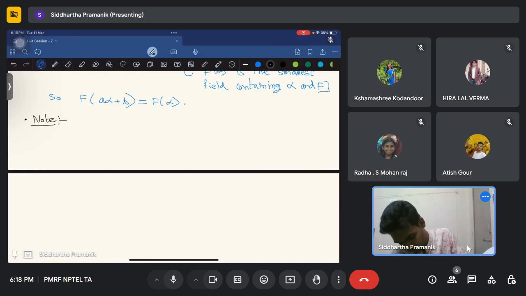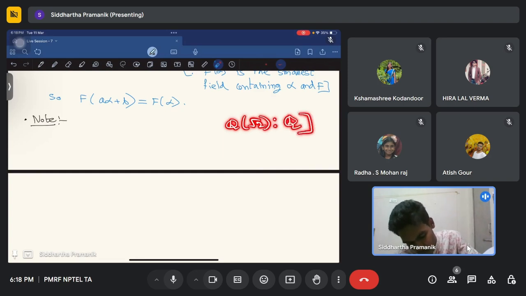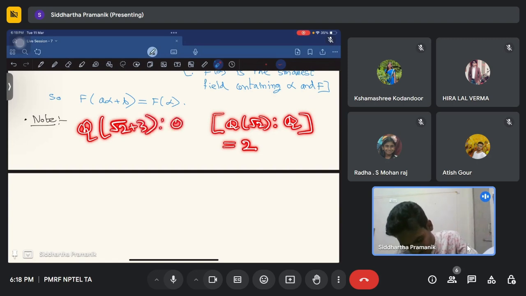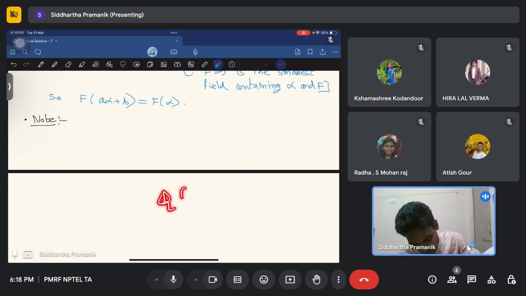We all know that if you attach root 2 to Q, then the degree of the extension Q(root 2) over Q is 2. That is something we all know. This is very basic. But what happens if we attach root 2 plus 3 to Q? Then what is the degree of this extension? This is also 2, because 3 is an element of Q itself, so it will get absorbed. Basically Q(root 2 plus 3) is the same as Q(root 2).